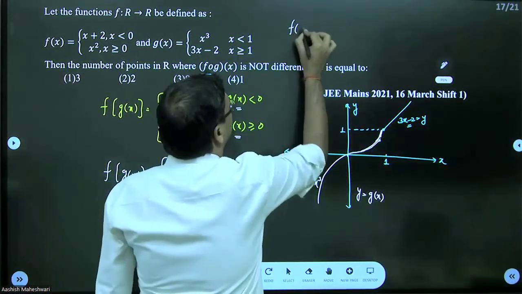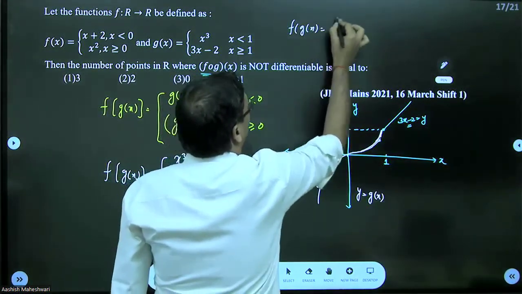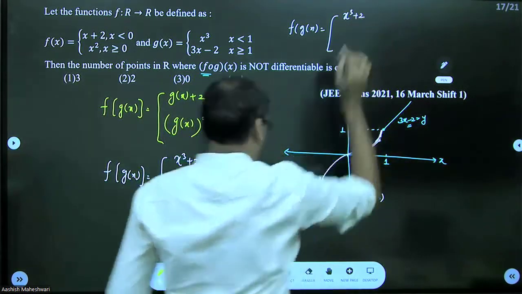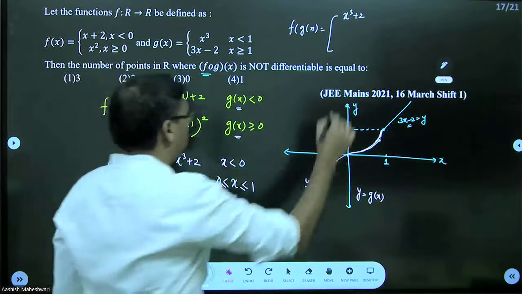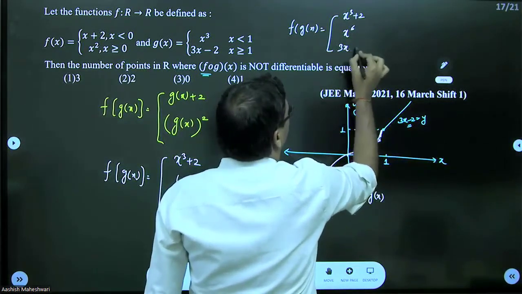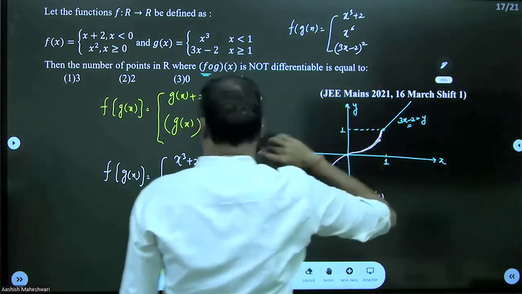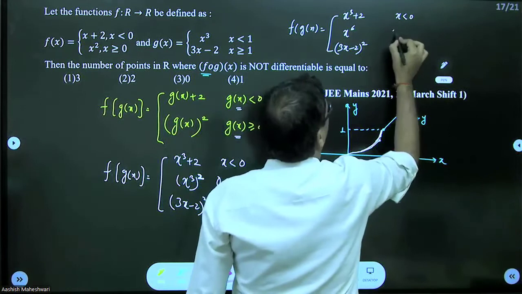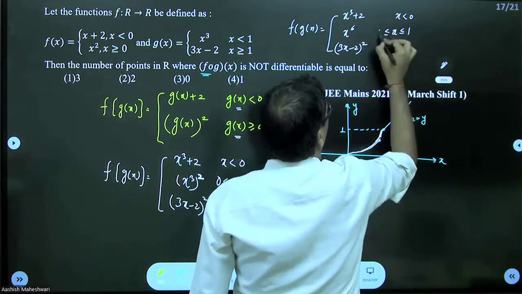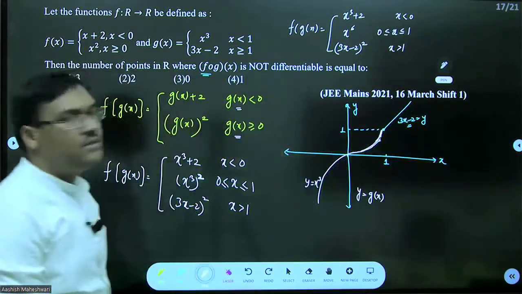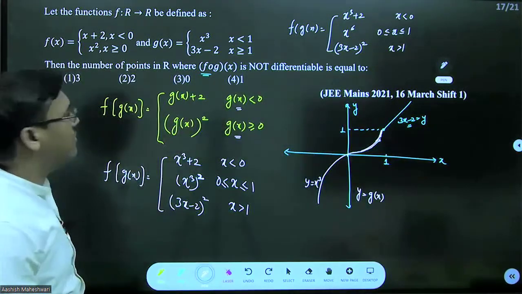What is f of g(x)? This is, you can say, x cube plus 2, this is x raised to 6, and this is (3x minus 2) whole square. Okay, this is for x less than 0, this is for x between 0 and 1, and this is for x greater than 1. So this function has come. This is the function f of g(x).